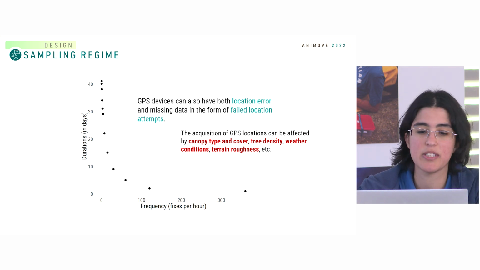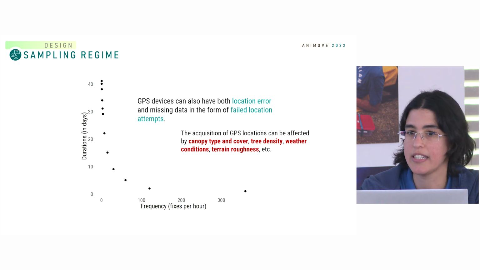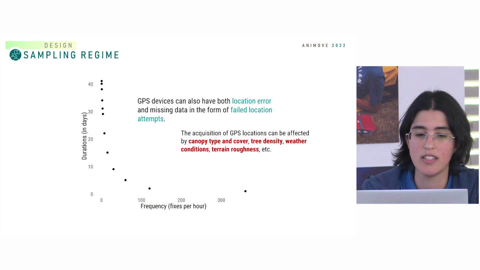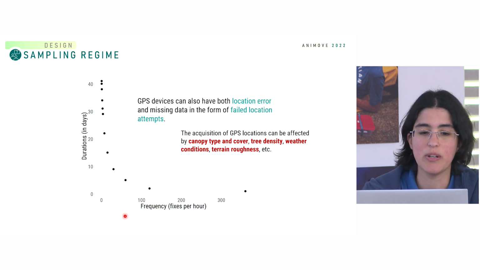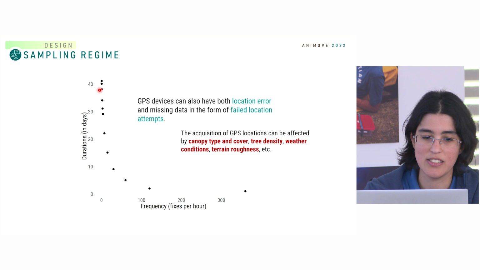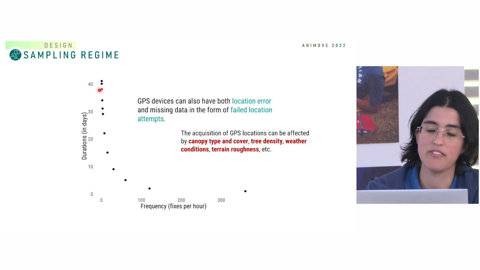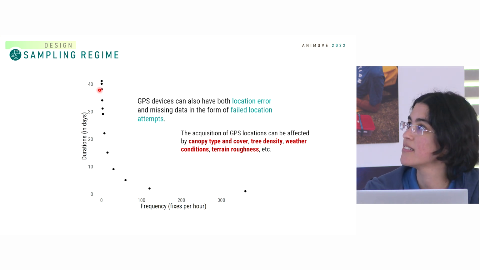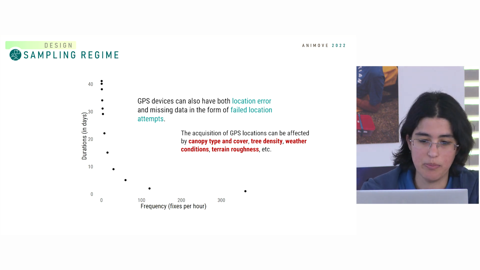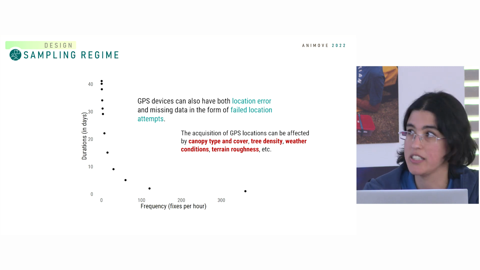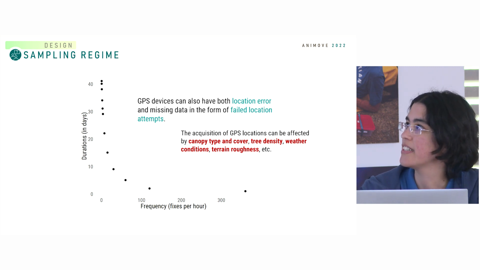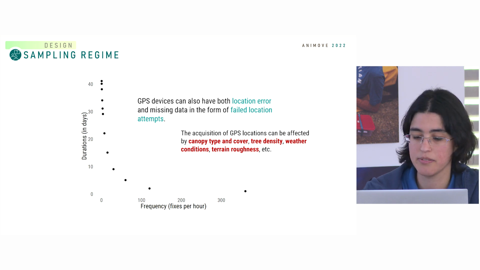Yeah, it is something to consider, and any missing data that you can get out of it. So that's an important factor of this curve. It's not always going to be exactly perfect if you get here the 40 days of sampling, and it's going to always have the fix rate that you select. And it can always be affected by canopy type and cover, tree density, any sort of weather conditions that we know affect GPS locations.